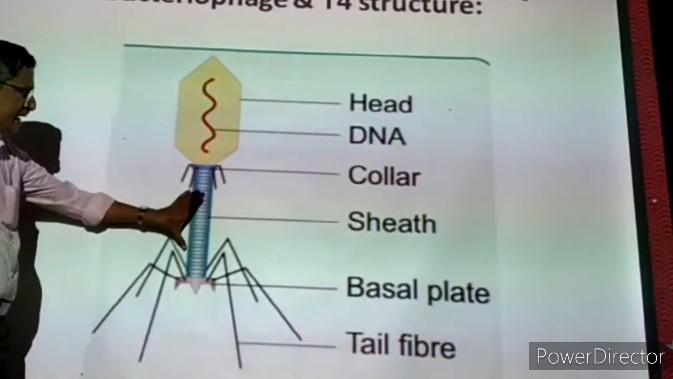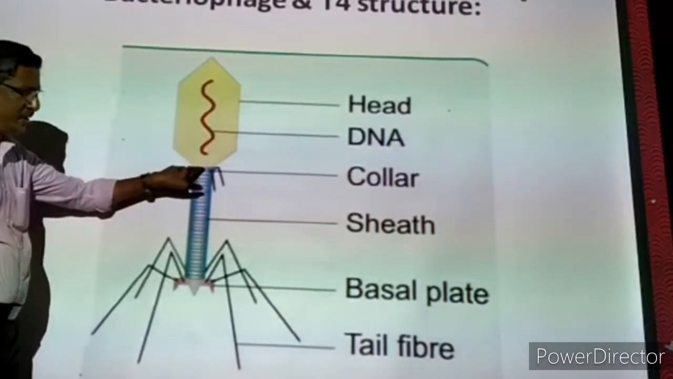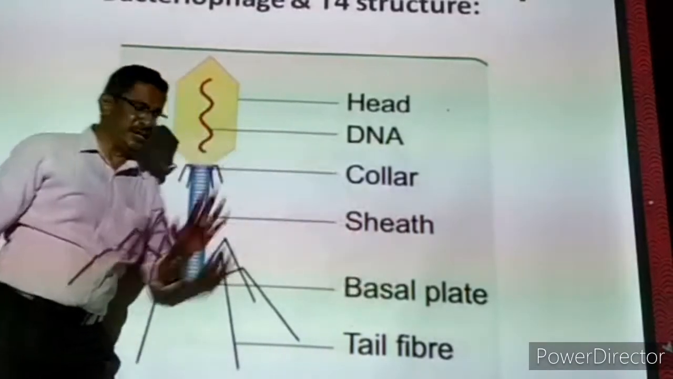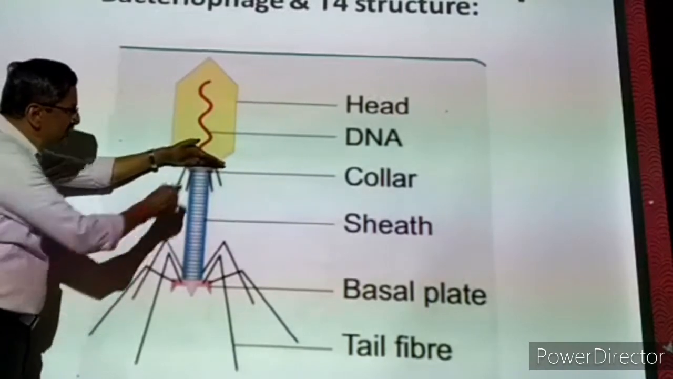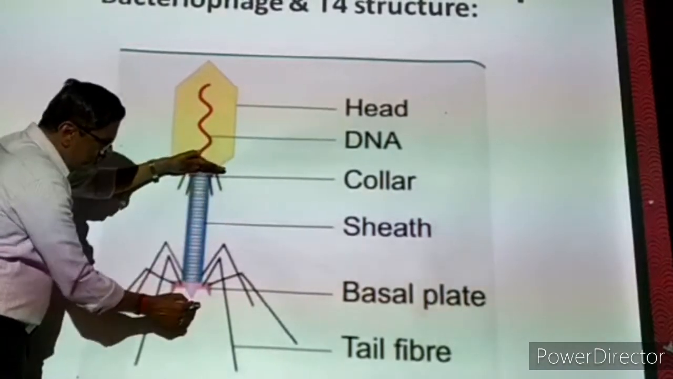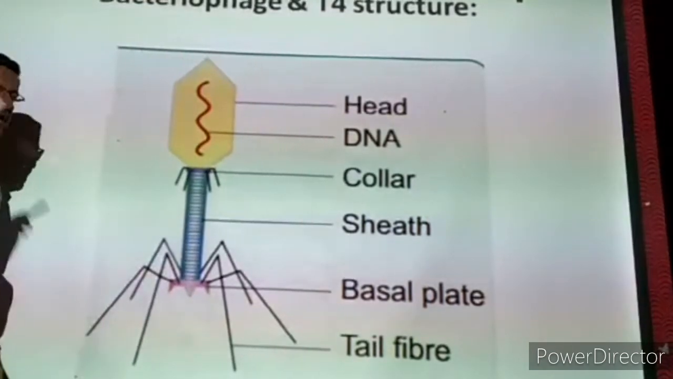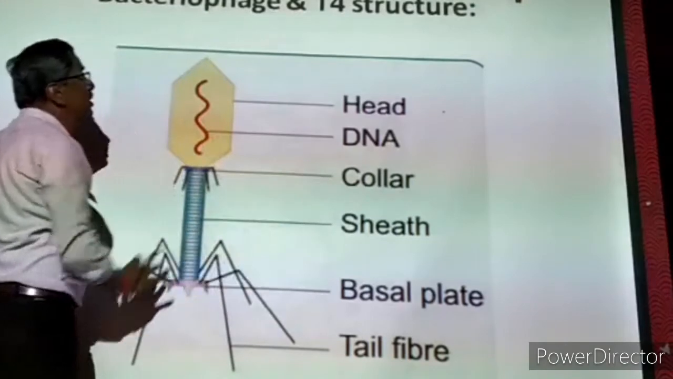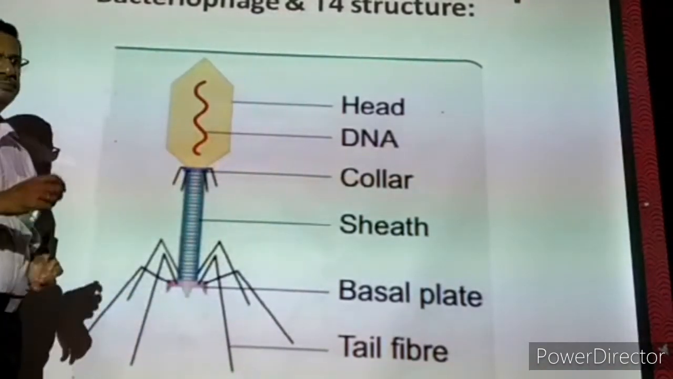So in the tail, at the anterior end, below the head, what is present? Collar. At the lower end of the tail, what is present? Basal plate. Now this is the structure. Starting from the collar up to the basal plate and the tail fibers, everything is made up of protein coat. That is the structure of the T4 bacteriophage.